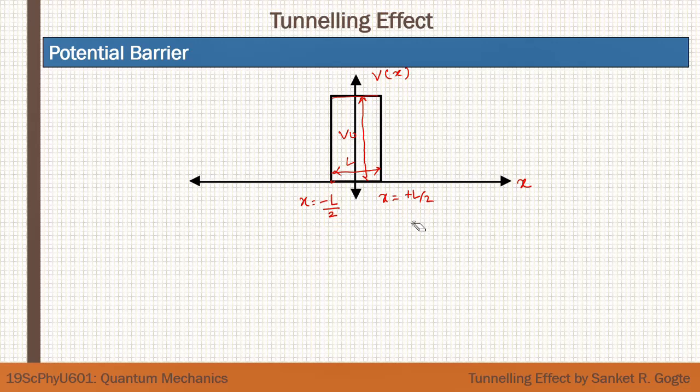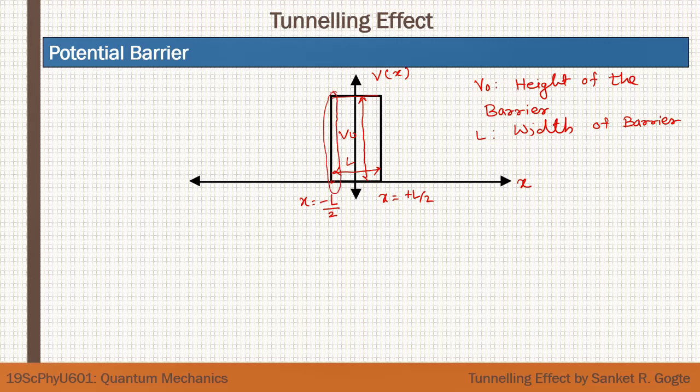So let's note it down. V0 is the height of the barrier, and L is the width of that barrier. If we have to write it mathematically, you can see that there are three distinct regions and we have to write three equations, because we have two discontinuities now. We have the first discontinuity at x is equal to minus L by 2, and the second discontinuity at x is equal to L by 2, and therefore we have to write the potential in three different steps.